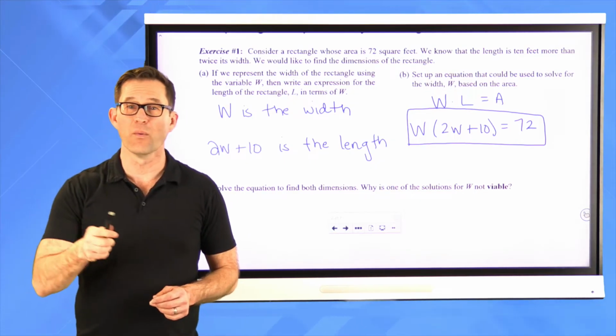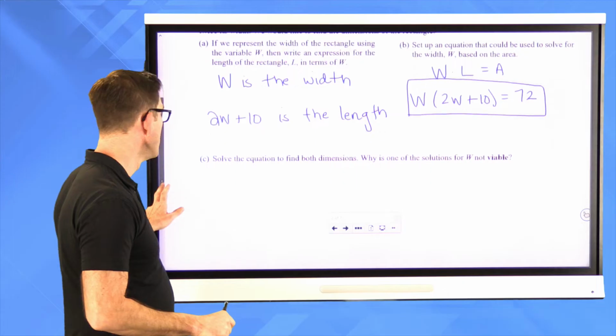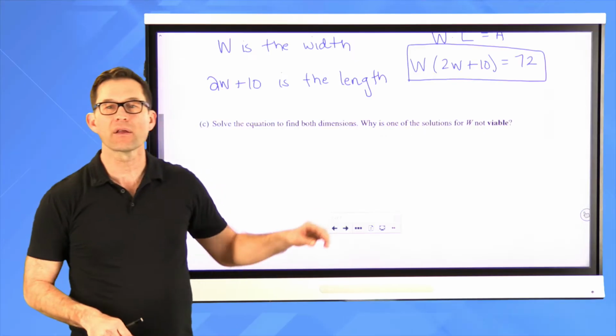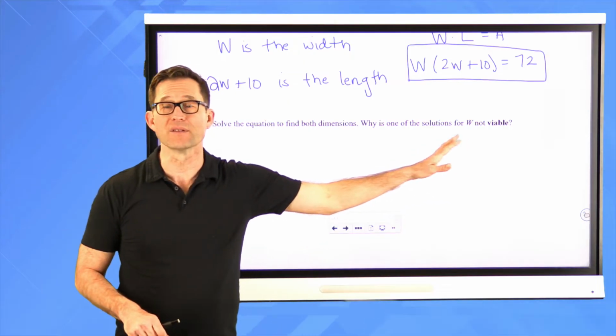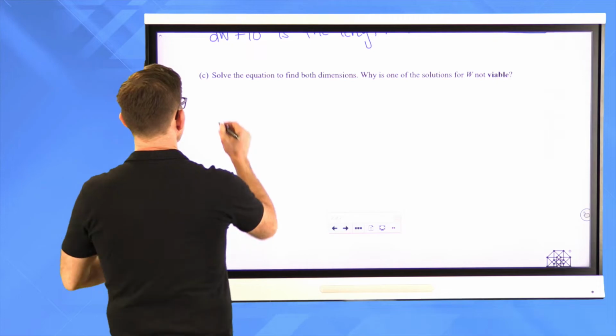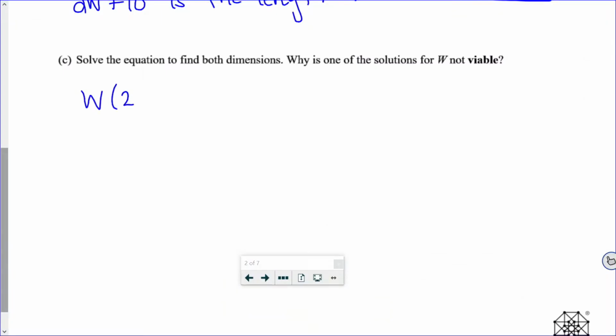Now, of course, we want to try to solve it. Letter C. Solve the equation to find both dimensions. Why is one of the solutions for w not viable? And we'll talk a little bit more about what the word viable means in just a moment. But first, let's rewrite that equation down here. w times 2w plus 10 equals 72.